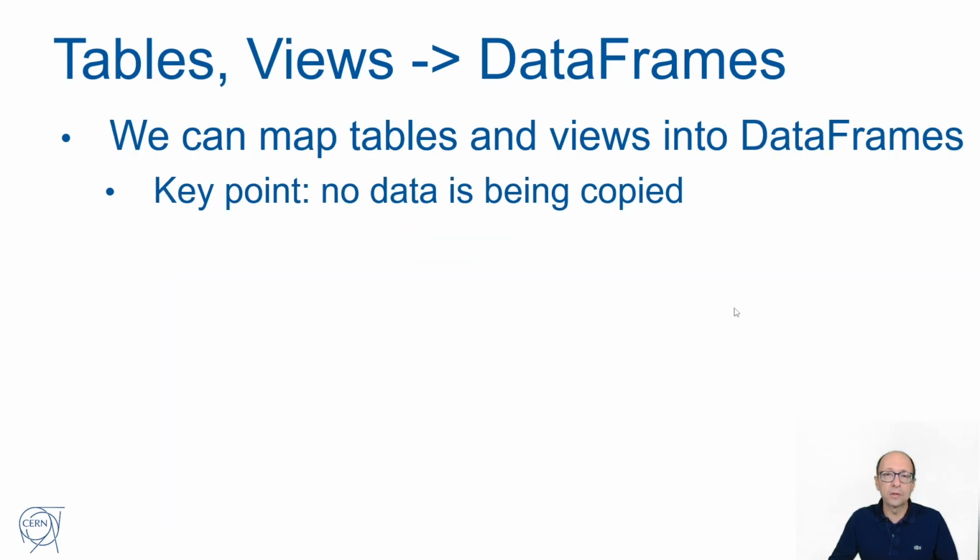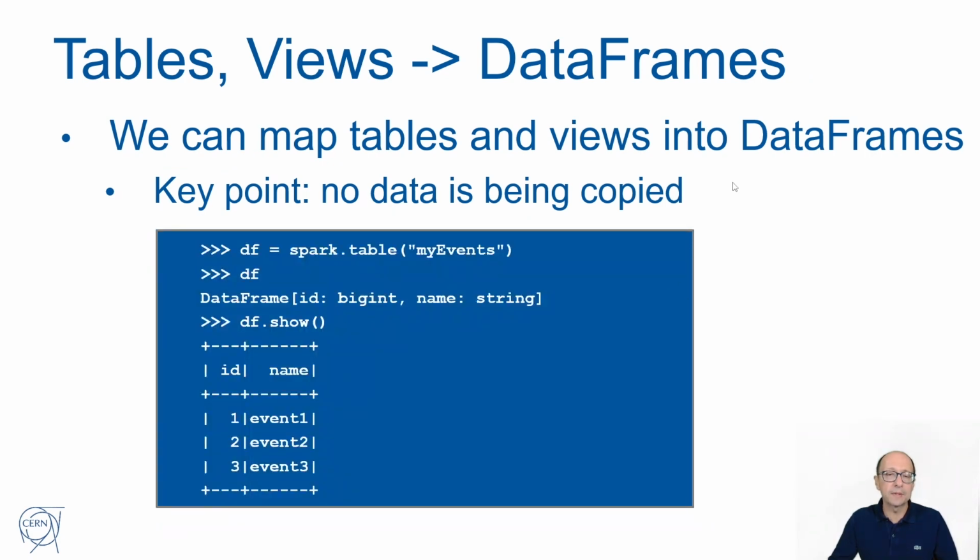Sometimes you need to go the other way around. You have a table or view and you want to have a data frame, because then maybe you want to continue the processing with the DataFrame Declarative API. So you just use spark.table and the name of the table, and then you get a data frame out of it. It's very important to note that no data is being copied. These are just operations that are internal to Spark.